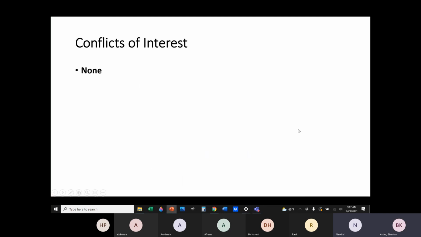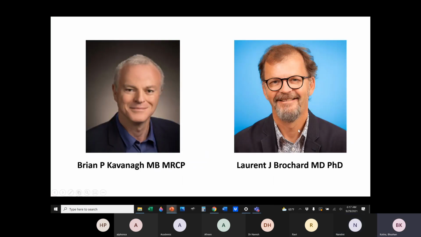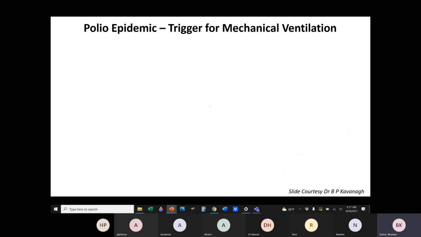Fabulous. Okay. So I don't have any conflicts of interest. Some of the slides I'll show are from my mentors, Dr. Brian Kavanagh and Laurent Brochard. This is a slide that Brian would use to teach us how mechanical ventilation and the ICU actually originated or developed.